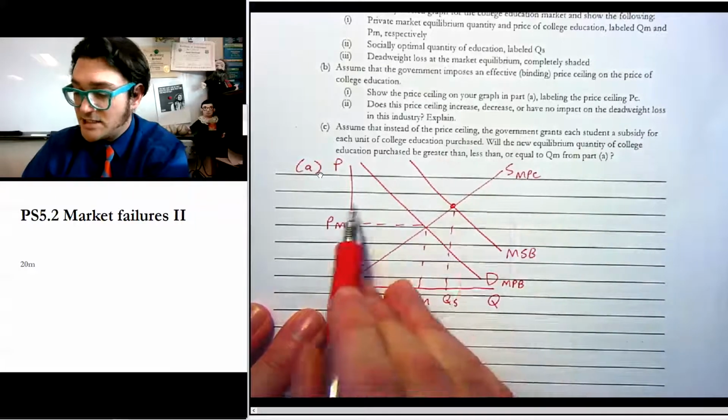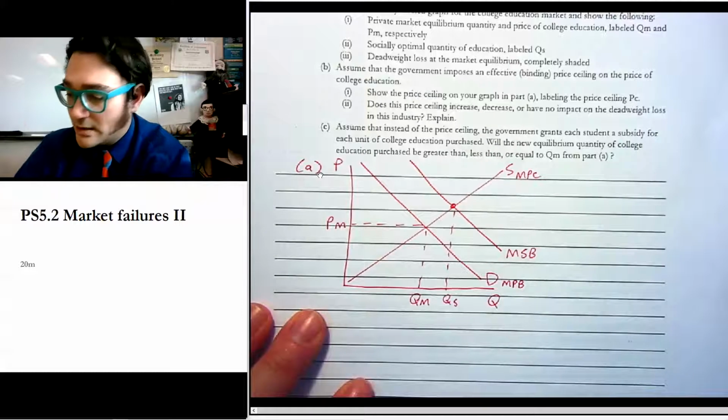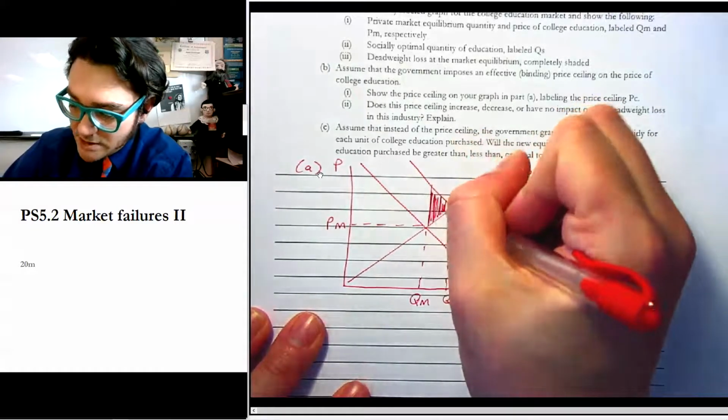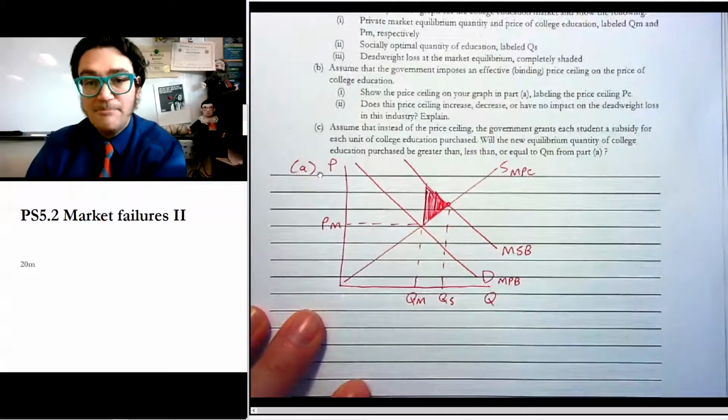And it doesn't tell us to put the P opt on there, so we'll just leave that one off, but it does say shade the deadweight loss. And so we have our arrowhead that points to the socially optimal, just like that.